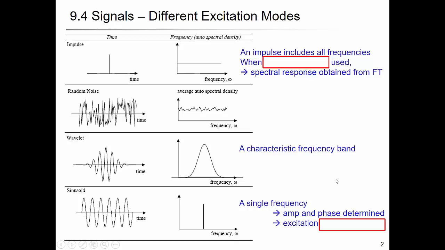Okay. So we've seen the different excitation modes, right? Using impulse, random noise, wavelet, and sinusoidal signal. If you apply the impulse, the frequency content has a wide range of frequency band. The random noise also has a broadband spectrum of frequency. A wavelet will have a certain band, and sinusoidal excitation will have only a single frequency.